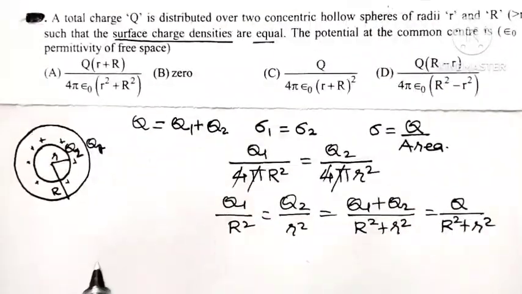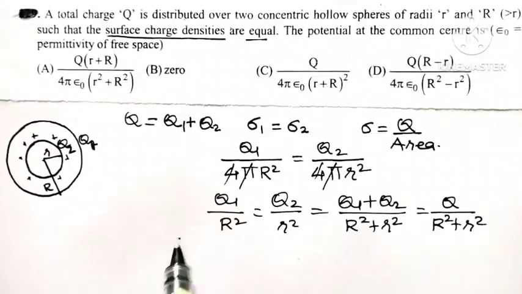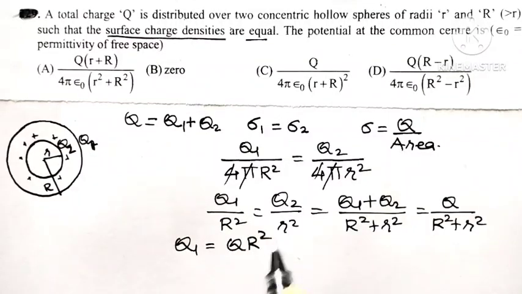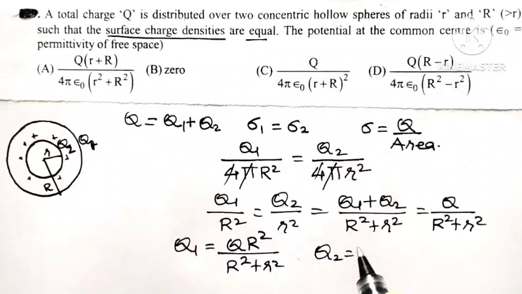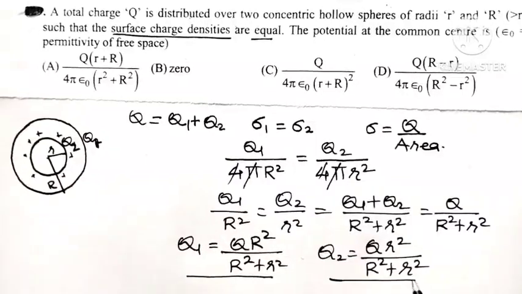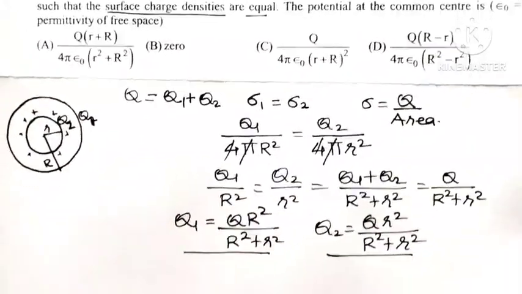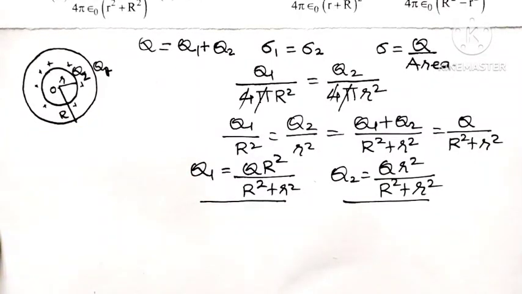From this we can find the expressions for Q1 and Q2. Q1 is equal to Q into R square divided by R square plus small r square, and Q2 is equal to Q into small r square divided by R square plus small r square. So we have the expressions for both Q1 and Q2.